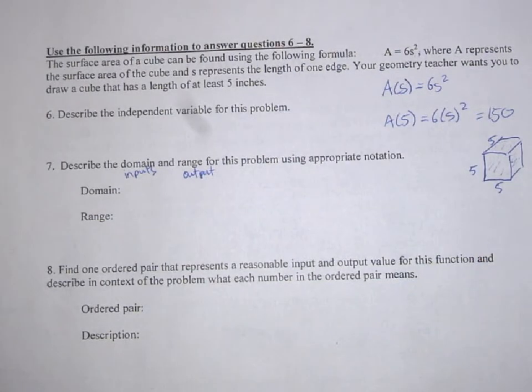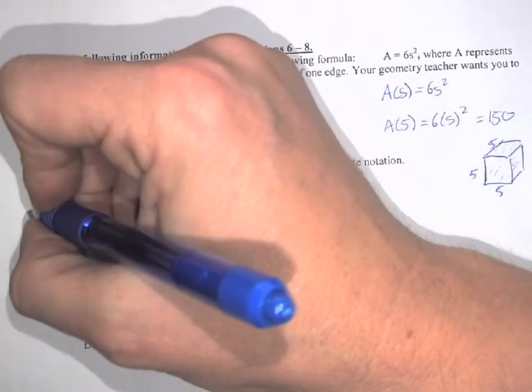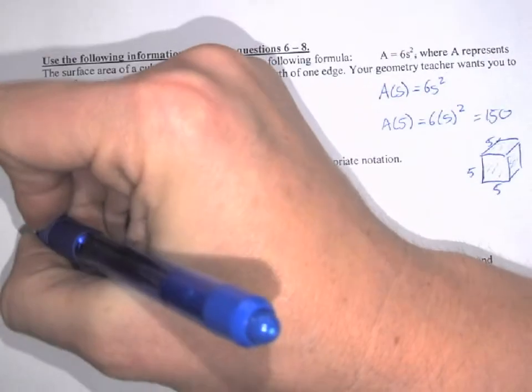Does it make sense to have a side length like 5.5? Yeah, we could do 5.5 inches. There's nothing wrong with that. That means this situation is going to be continuous because we're not going to have gaps. We can have 5, we can have 5.1, we can have 6.7. The in-between numbers are important. We don't have any gaps. So I would make a note to myself that this is going to be continuous, which means I'm going to use an interval.